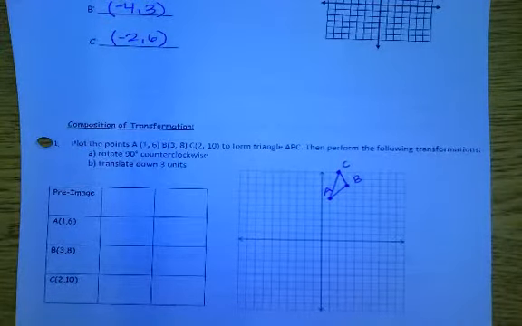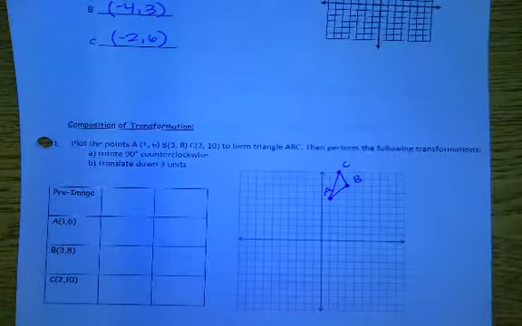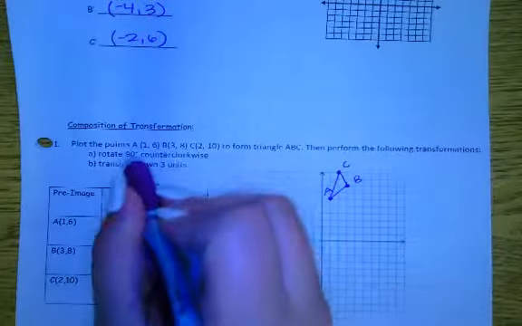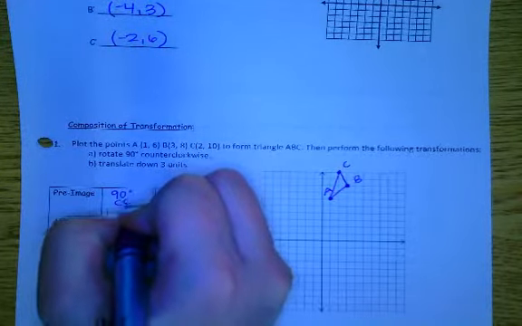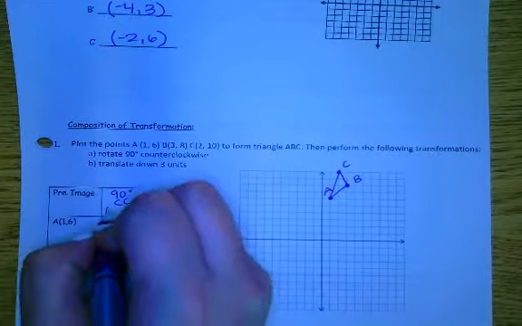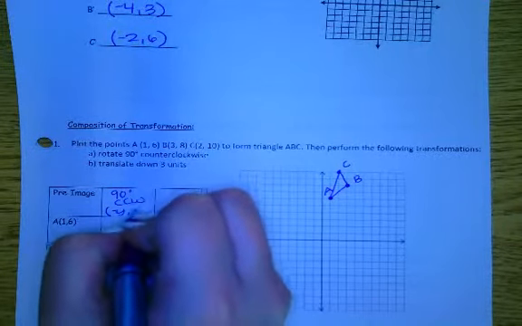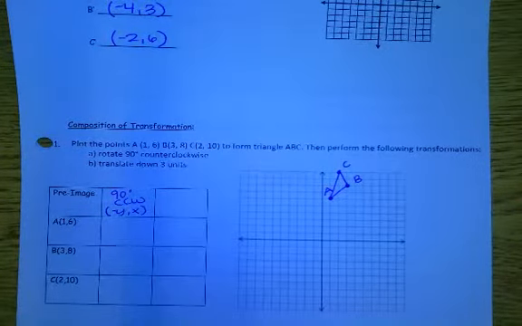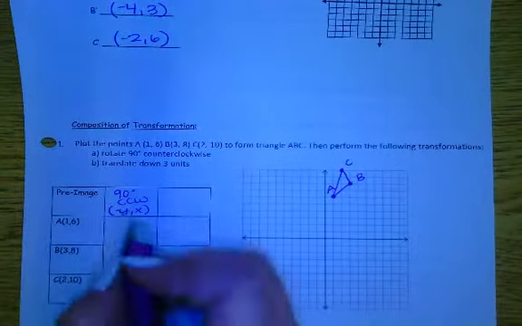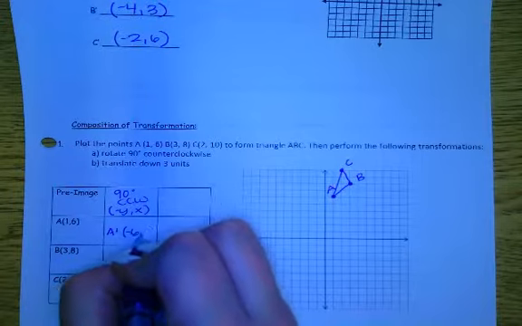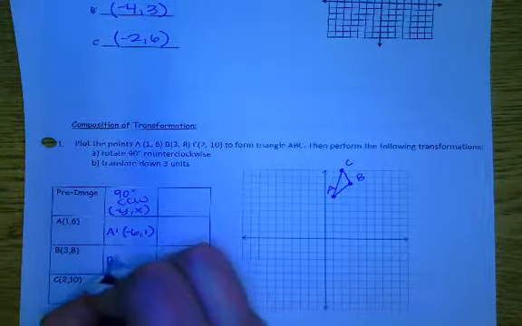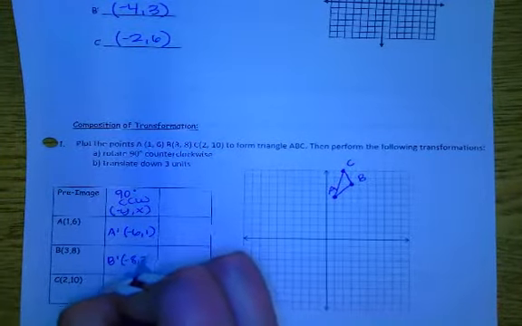So since it says to plot, go ahead and do that. Okay, our first transformation is 90 degrees counterclockwise. What is the rule associated with that? Negative y, x. Okay, so if we take all of our points and do negative y, x, where's A prime? Negative 6, 1. B prime? And C prime? Okay, so plot those points.